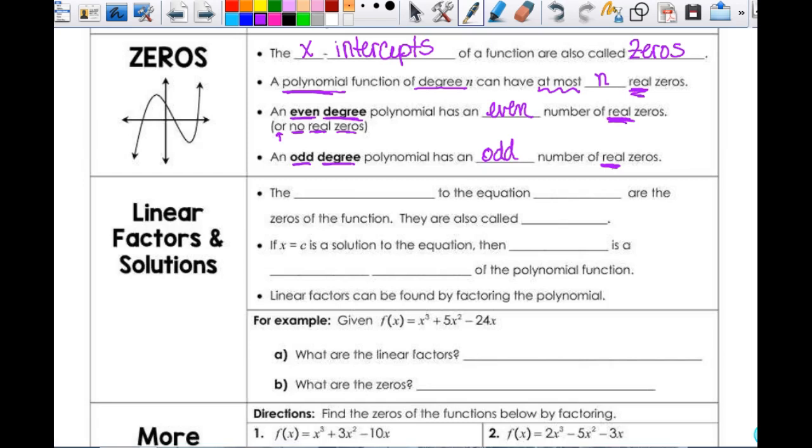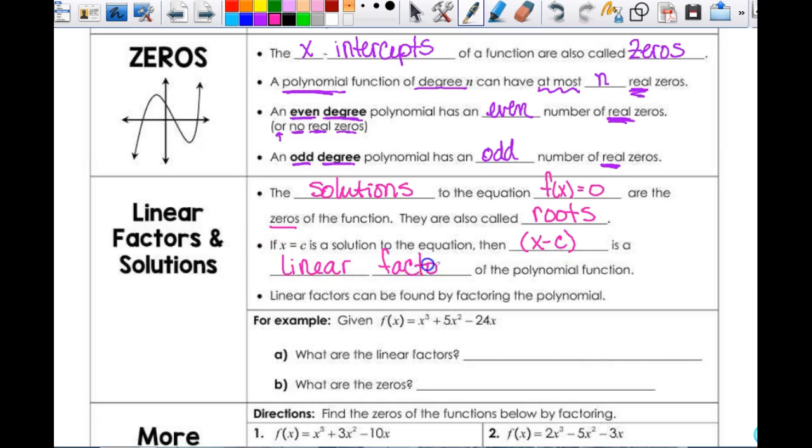All right, so then let's talk about linear factors and solutions. The solutions to the equation f of x equals 0 are the zeros of the function. So our zeros can also be called solutions, and they can also be called roots. So roots, solutions, zeros, all that kind of same thing. So if x equals c, c being a constant, so if x equals 5, if x equals c is a solution to the equation, then x minus c is a linear factor.